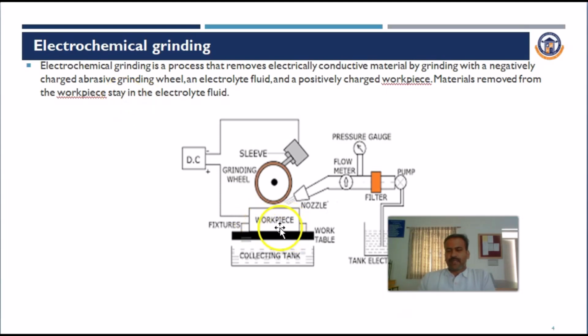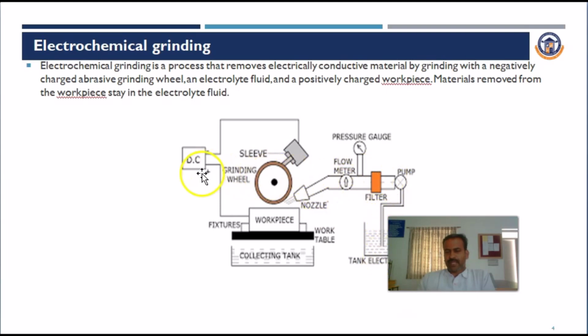You see, the workpiece is kept on the work table. Under the work table we have the electrolyte collecting tank. After the process, the electrolyte is saved in the collecting tank. This is the grinding wheel. The grinding wheel is connected to the negative terminal of the power supply, and the positive terminal is connected to the workpiece. On the other side, the nozzle sprays the electrolyte fluid from the electrolyte tank.